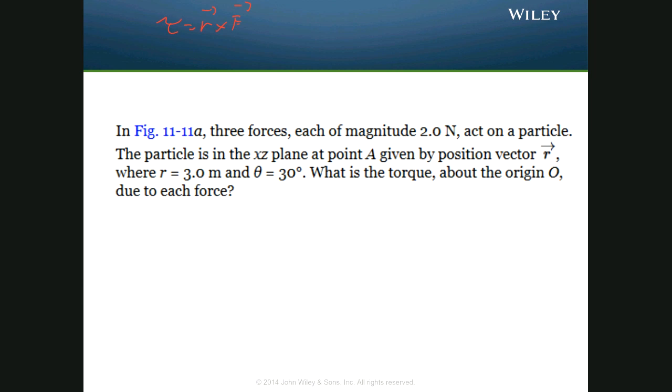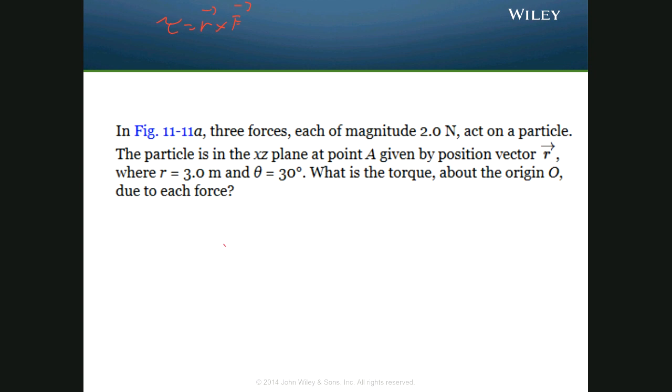Okay. Well, in looking at the problem, I think this is the type of problem where you can sort of see how to set it up, but it might not be clear. So we've got three forces. They all have the same magnitude, and they act on a particle. So the particle is in the xz plane at a point A given by a position vector r equals 0. So you have to notice something here. You don't know which way the forces are acting. All you can draw is r. But r is kind of the hardest vector to draw.